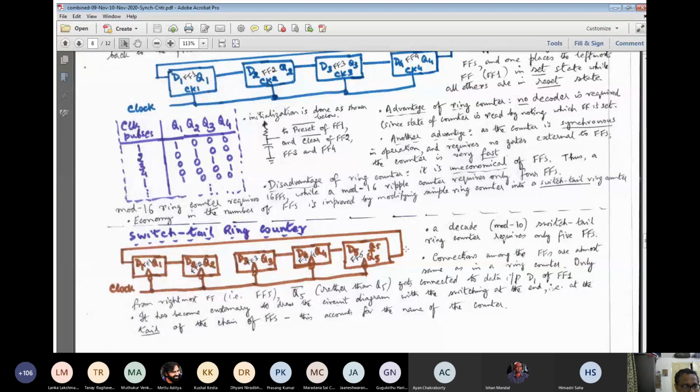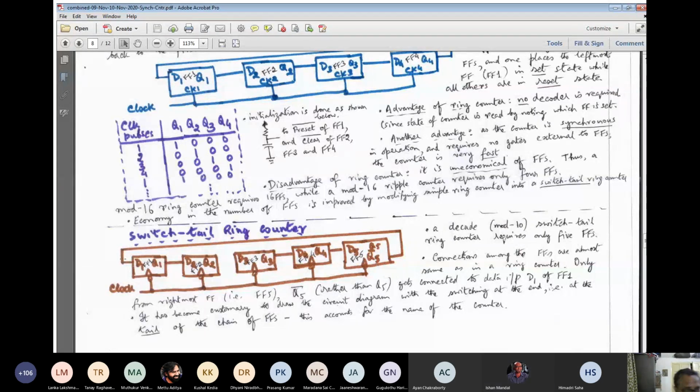Now, how are the connections done? Connections among the flip-flops are almost the same as in a normal ring counter. The only point of difference is that for the rightmost flip-flop, instead of feeding the normal output, we are feeding the complementary output of the rightmost flip-flop to the data input of the leftmost flip-flop. Okay, so only from the rightmost flip-flop, that is FF5 here, Q5 bar rather than Q5 gets connected to the data input D1 of FF1.